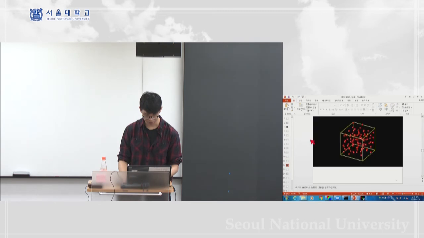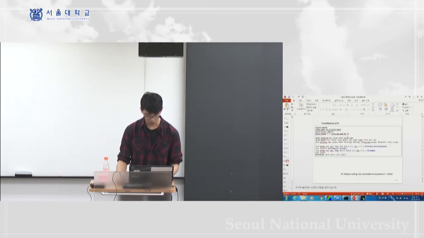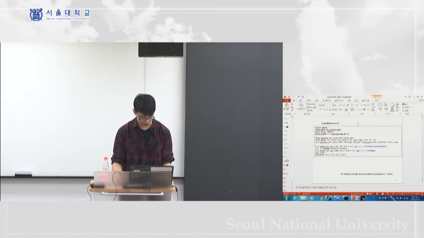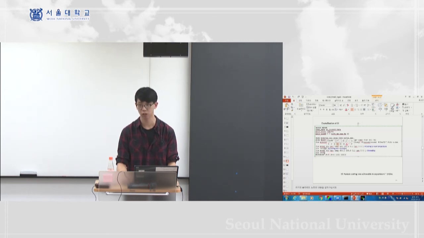Here's the input file for the crystallization of aluminum. If you want to try this, you can, but we're not going to do this here because it's going to take too long. You can see that we have to run this for more than 1 nanosecond. So it's going to take a while, but if you want to try this, you can do it at home.